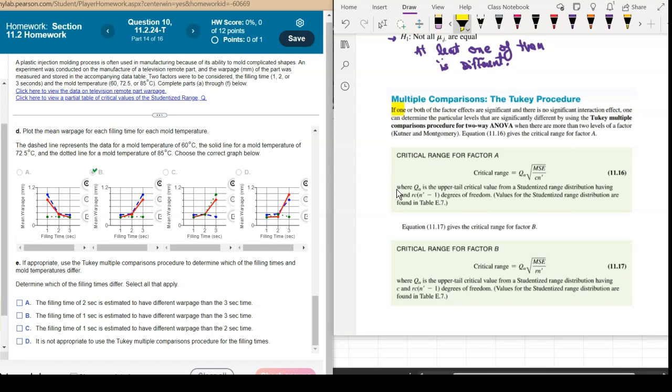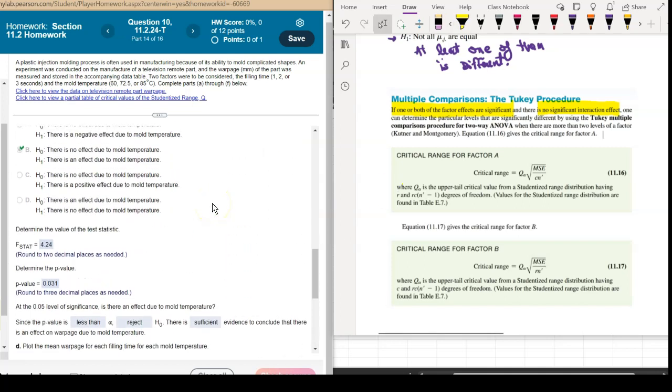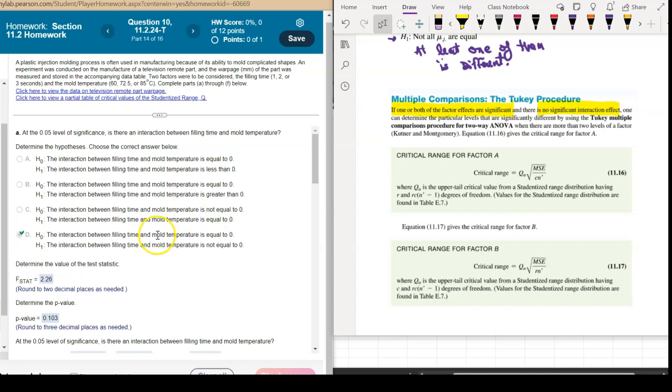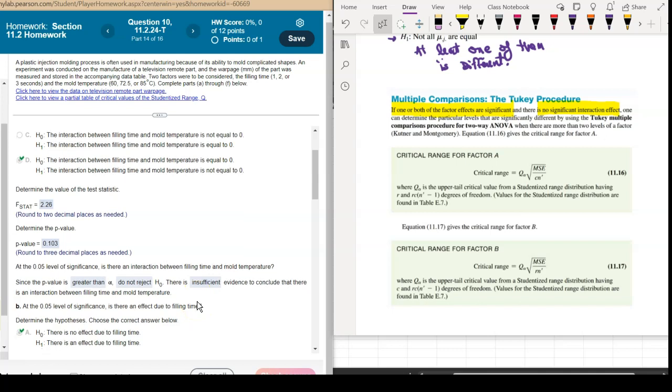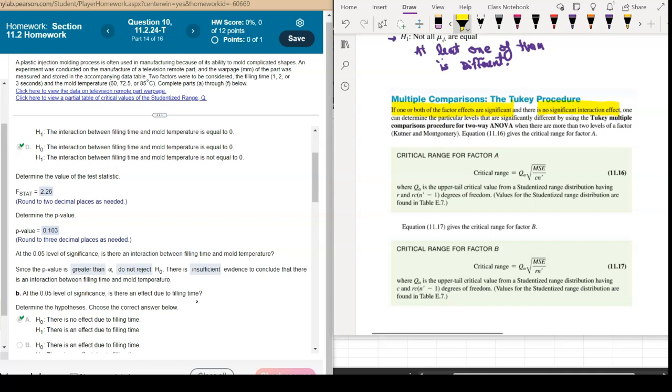is if one or both of the factors are significant, all right? And the second one, there is no significant interaction effect, all right? And if I go back to my questions, you see for the interactions, we say there is no interaction, right? So we did not reject H0. It means interaction equals 0, means no interaction. Thus the interaction part is checked.